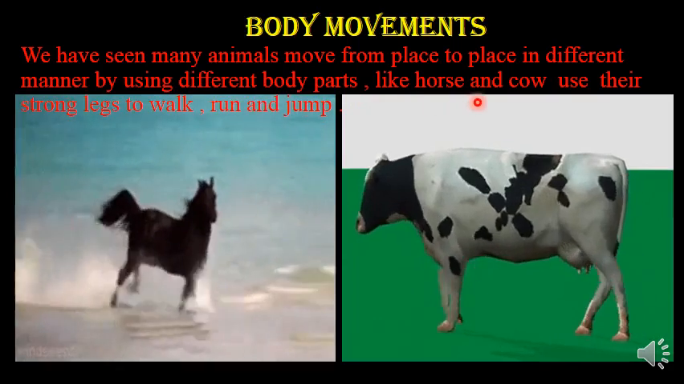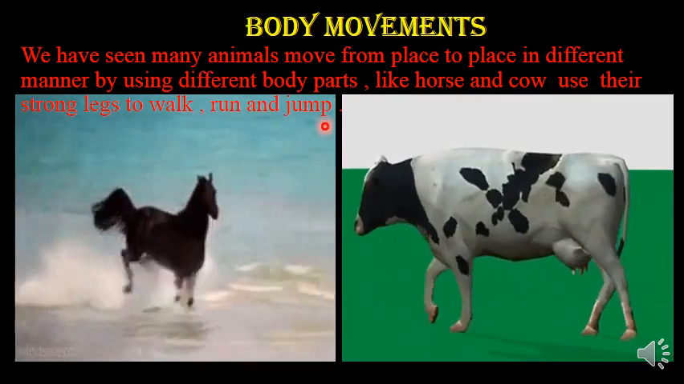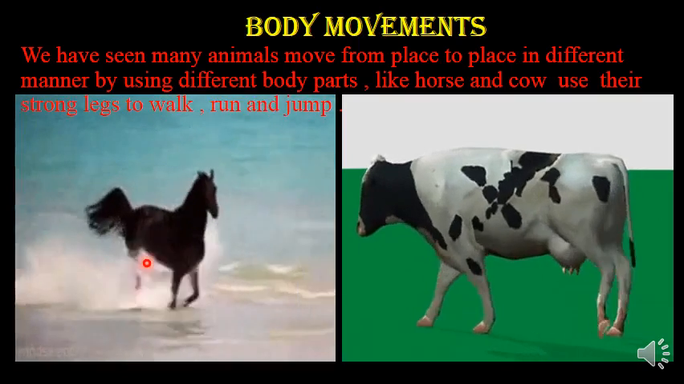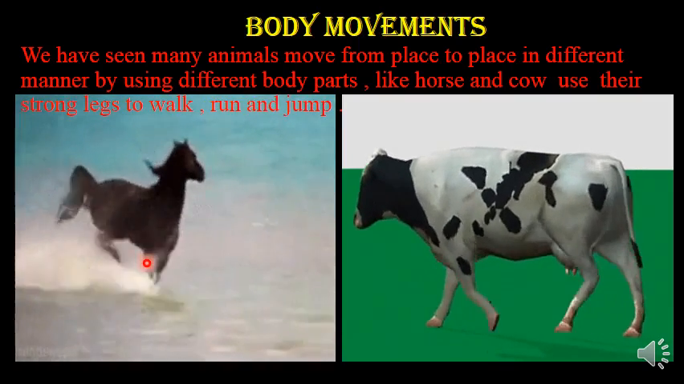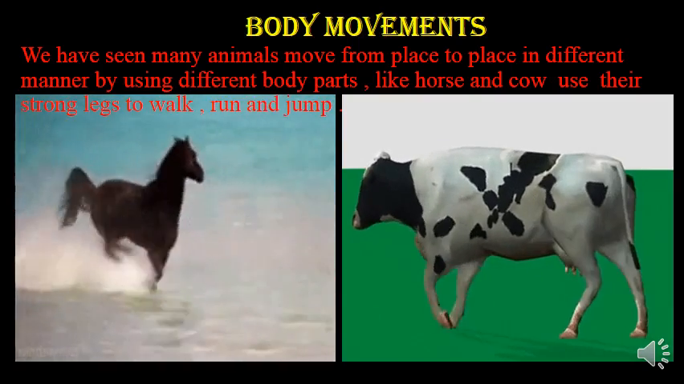Like horse and cow use their strong legs to walk, run and jump. You can see here horse have very strong legs. They use it to run and jump, to move from one place to another place.